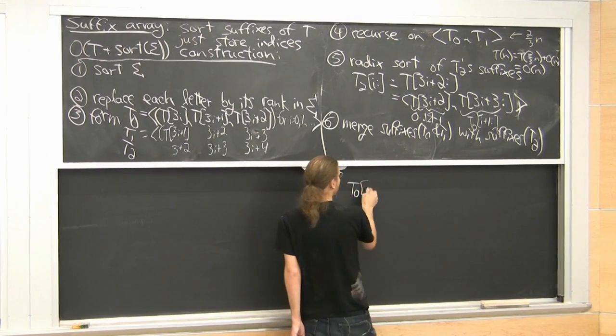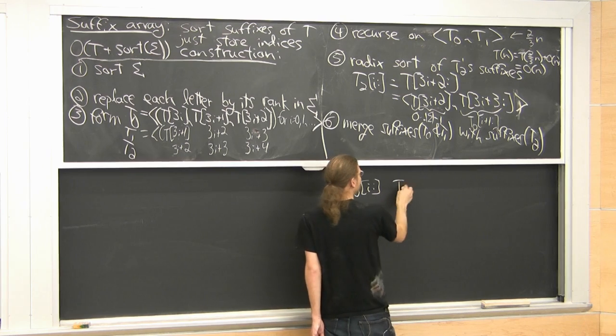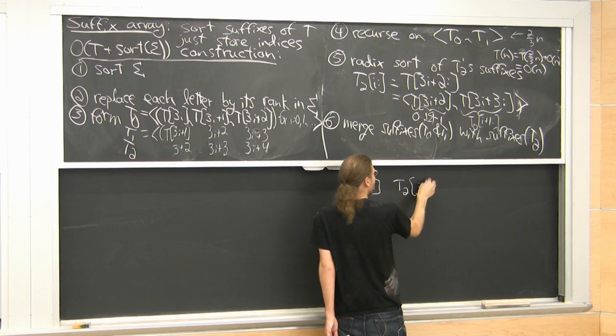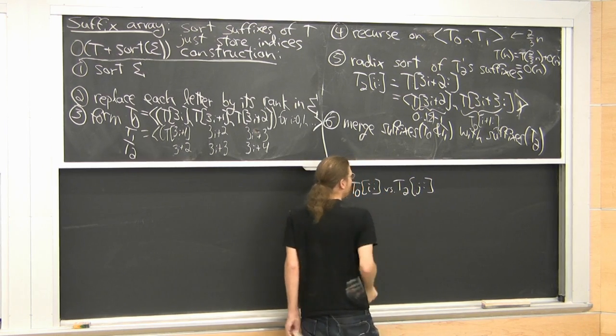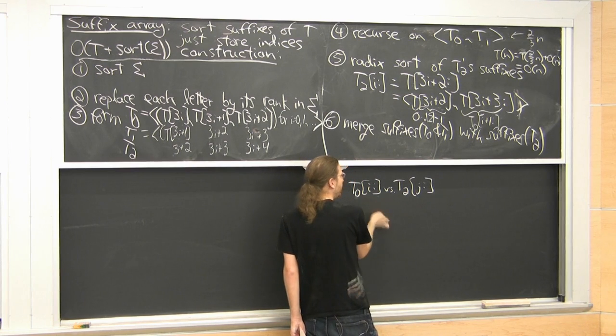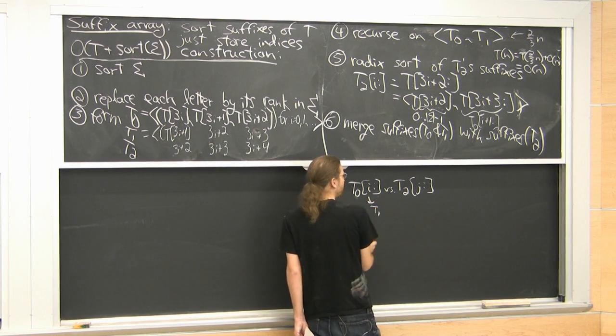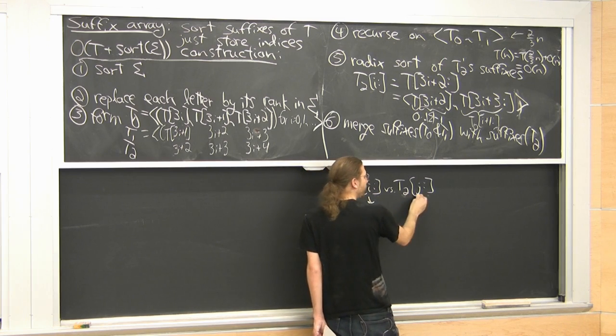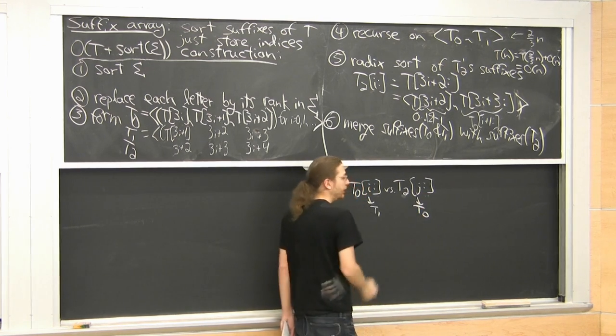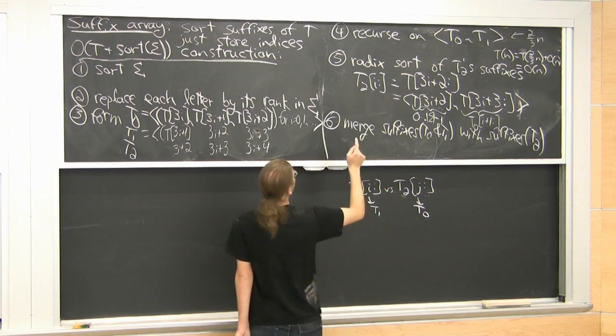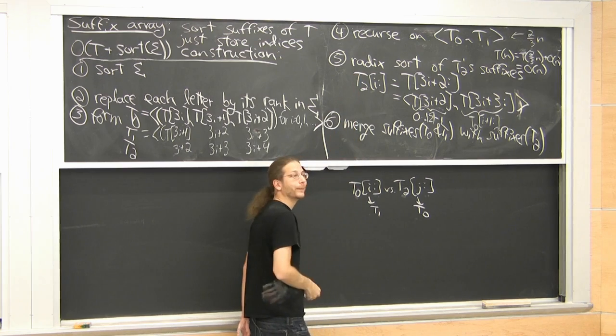So if I need to compare a T0 suffix with a T2 suffix, I strip off the first letter from this one, it turns into a T1 suffix. It's the first character plus a T1 suffix. I strip off the first character of this one, it turns into the first character and then a T0 suffix. And these things I know how to compare because I already sorted T0, T1.